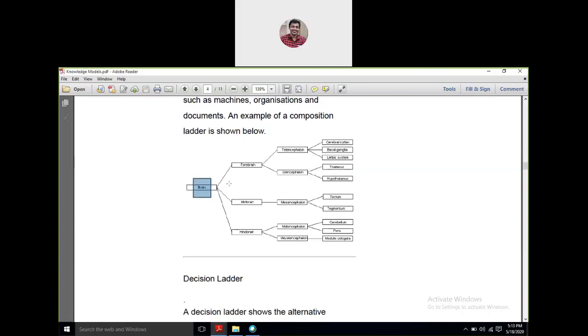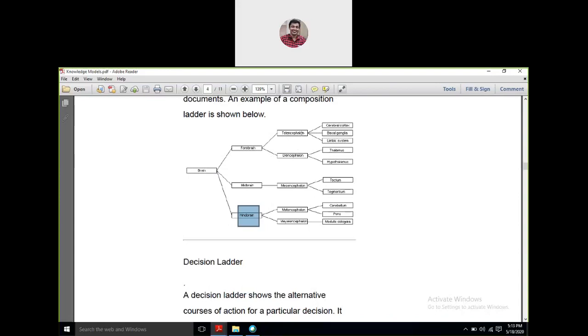The forebrain has, now here these are not types of brain, they are the parts of the brain that we talked about: the forebrain, the midbrain, and the hindbrain, the backside of the brain. Now we do have further subparts within the forebrain, and further subparts within the midbrain. So this is the kind of ladder that we create in a composition ladder. That means one part is composed of further subparts, and that particular subpart has further subparts within it.